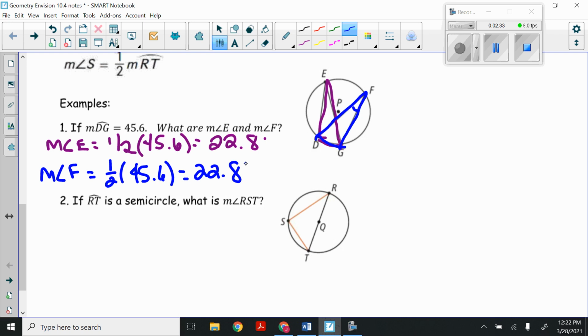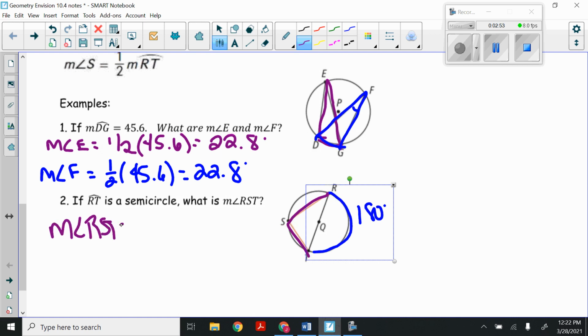Number two tells me the measure of arc AT is a semicircle. Remember that a semicircle means 180 degrees. What is the measure of angle RST? So angle RST, this angle. The measure of angle RST is equal to 1/2 of 180 degrees, which is 90 degrees.